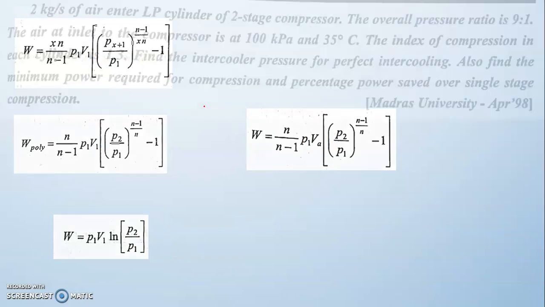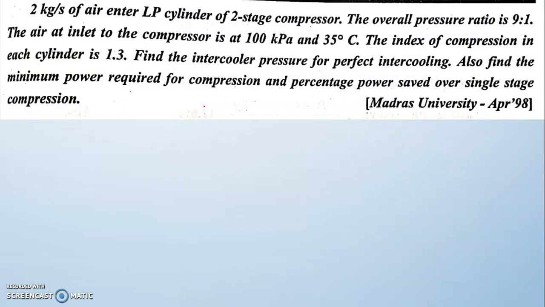Okay, we will go to our first problem. 2 kilogram per second of air, that means the mass of air is 2 kg/s, enters the low pressure cylinder of a 2-stage compressor. We will have one low pressure cylinder and one high pressure cylinder. The overall pressure ratio is 9:1. That is, if the inlet pressure is 1 bar, the outlet pressure will be 9 bar.